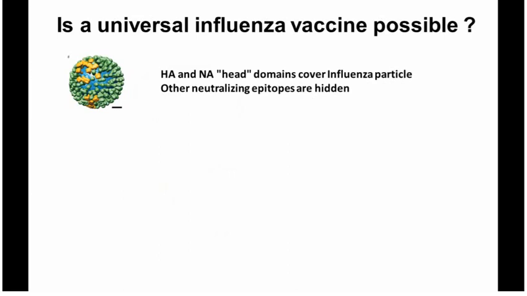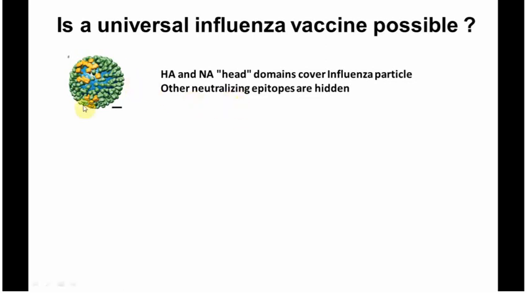Now, that being the case, there are several approaches that have been attempted to find out whether we can get a universal influenza vaccine. That is to say, a vaccine that would be effective against different influenza strains, that would be effective against 100% of the viruses that are in circulation and would not need to be changed every year or two.